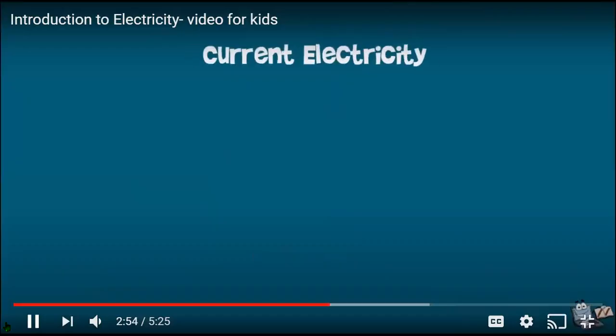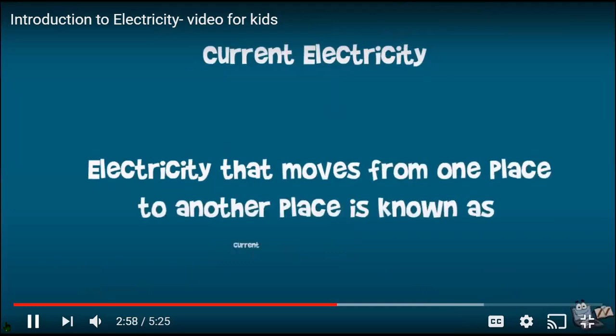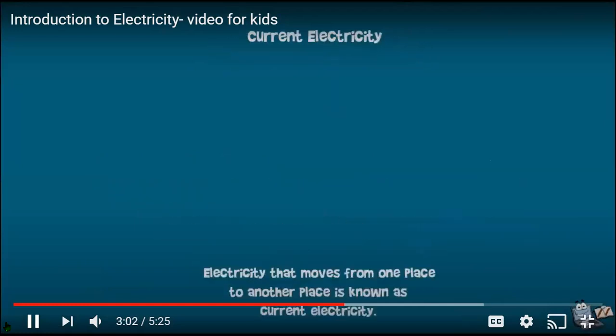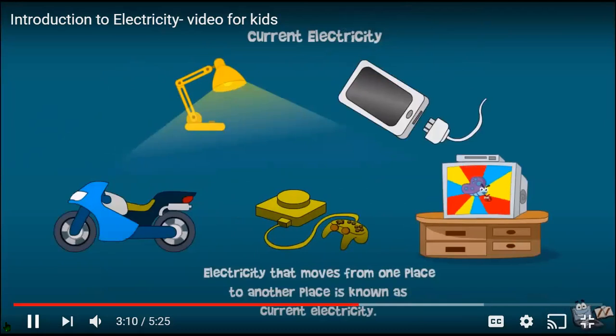Current electricity. Electricity that moves from one place to another place is known as current electricity. Examples of current electricity are starting a motorbike, turning on a light, watching TV, playing video games, charging a cell phone, and many more.